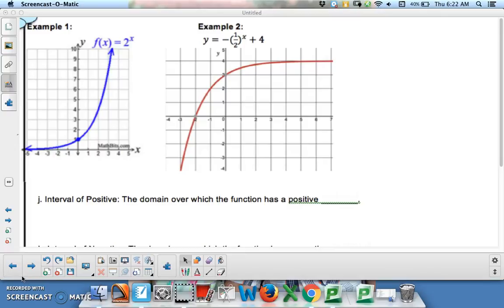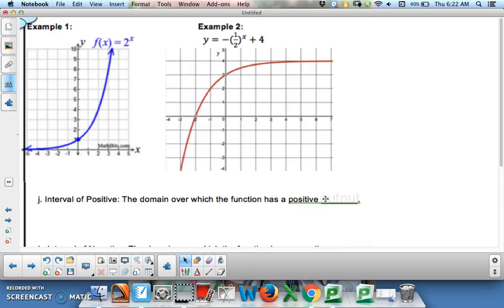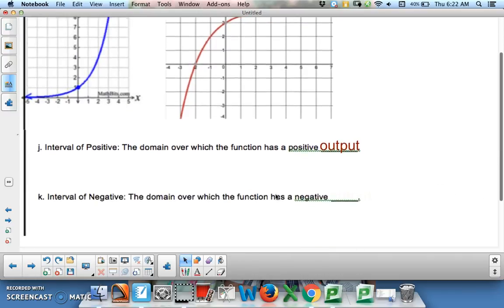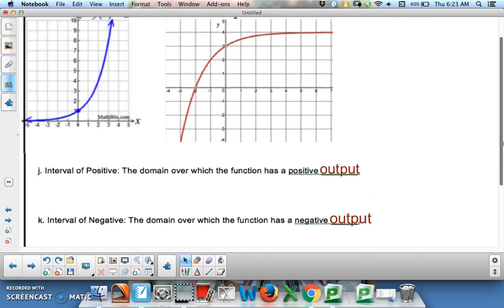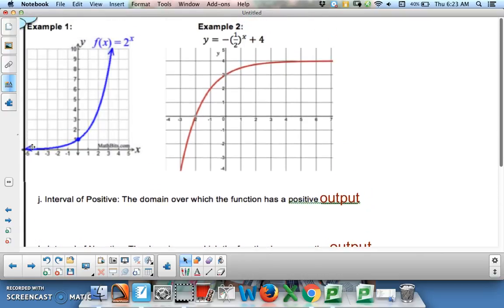Welcome, folks, to the penultimate episode of this little mini series, the interval of positive and interval of negative. We've seen these before. The interval of positive is the domain over which the function has a positive output. The interval of negative is the domain over which the function has a negative output. So what that means when I'm looking at this one is, what x values can I plug in to this function and end up with a positive answer, a positive y value?